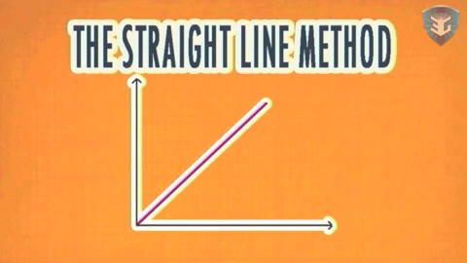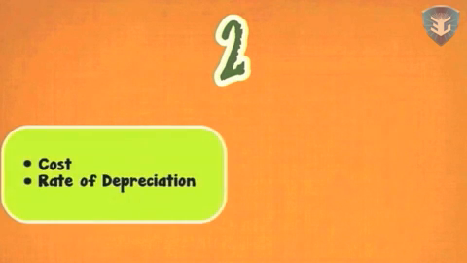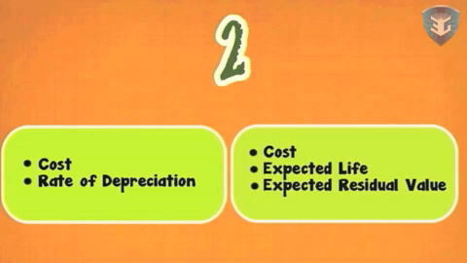A common and simple method used is called the straight line method. There are two ways to calculate straight line depreciation, and each is dependent on the information you are provided with. The first method is when you have the cost of the item and the rate of depreciation. And the second is when you know the cost of the items, the expected life of the item, and the item's value after its useful life.